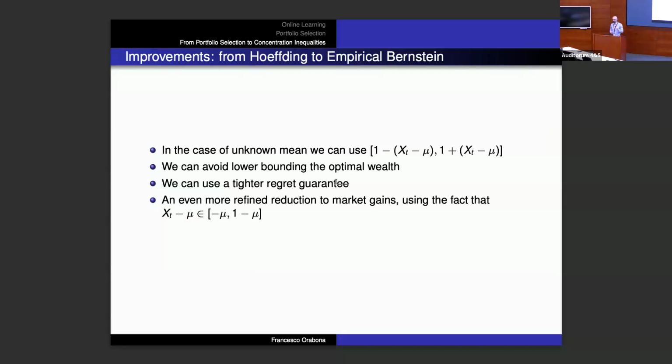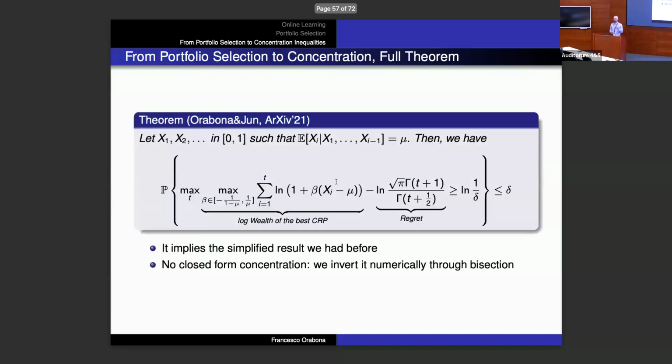So if you put all these tricks together, this is the actual algorithm that you can show. It basically says that the probability of the maximum of this ugly expression being large is small. What is this ugly expression? This is exactly the same thing that we did before. This is again a wealth minus a regret. Same thing. But the difference is that I don't want to simplify the ugly expression. I leave the ugly expression as it is. And then I solve numerically.